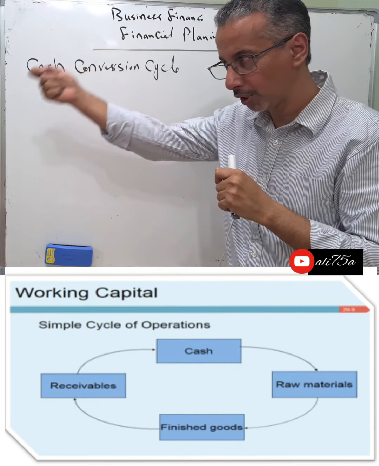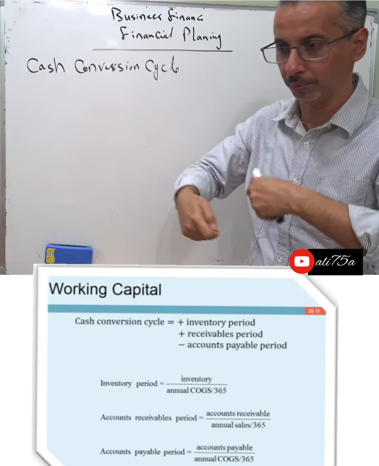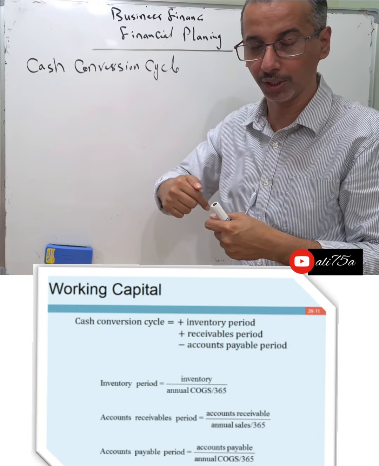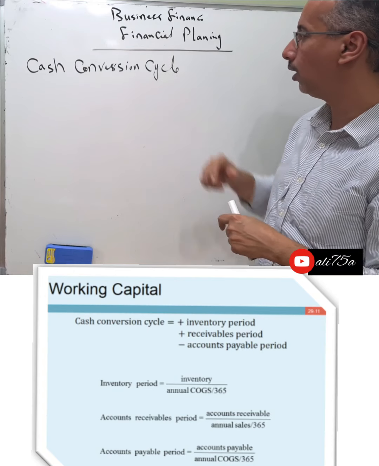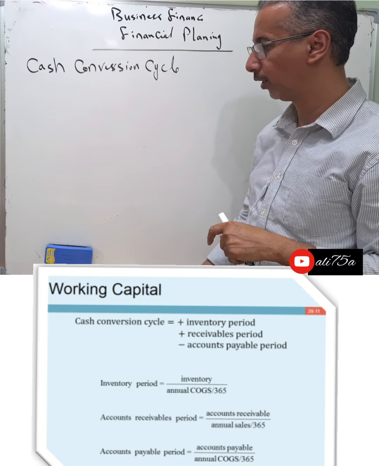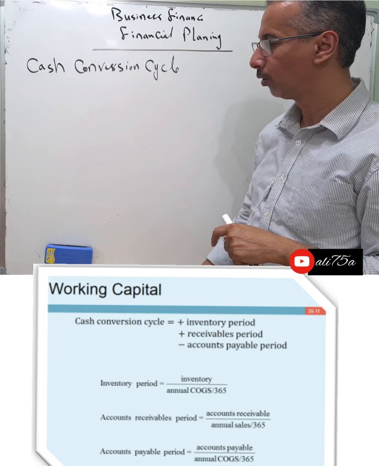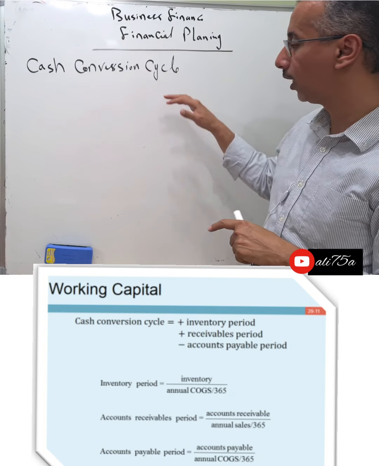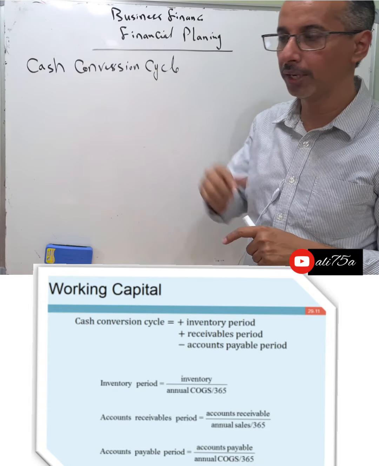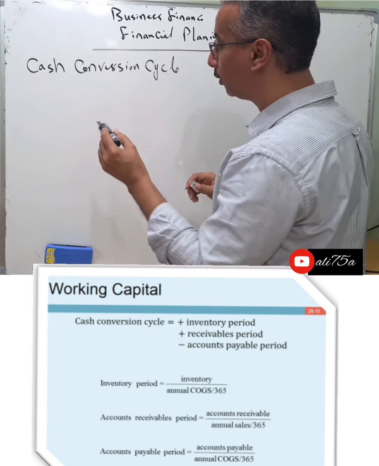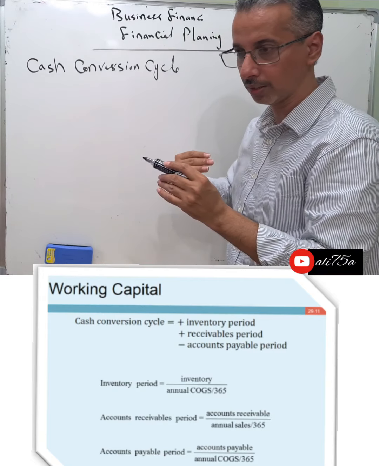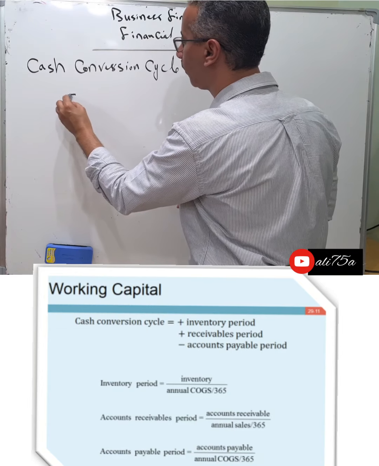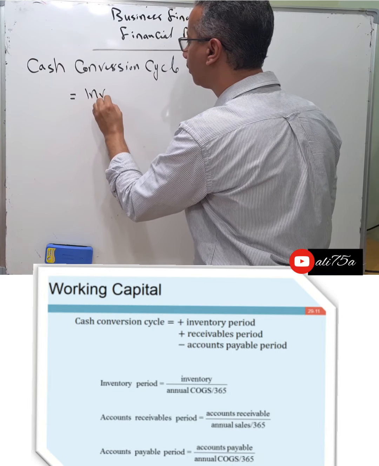From the time when we purchase the raw material, we keep it, we manufacture, we sell it, it becomes account receivable, and we collect our cash, returning our cash back. That's what we call the cash conversion cycle. So how do we calculate it? It comes from three main points. First, the inventory period. We purchase the inventory, raw materials.